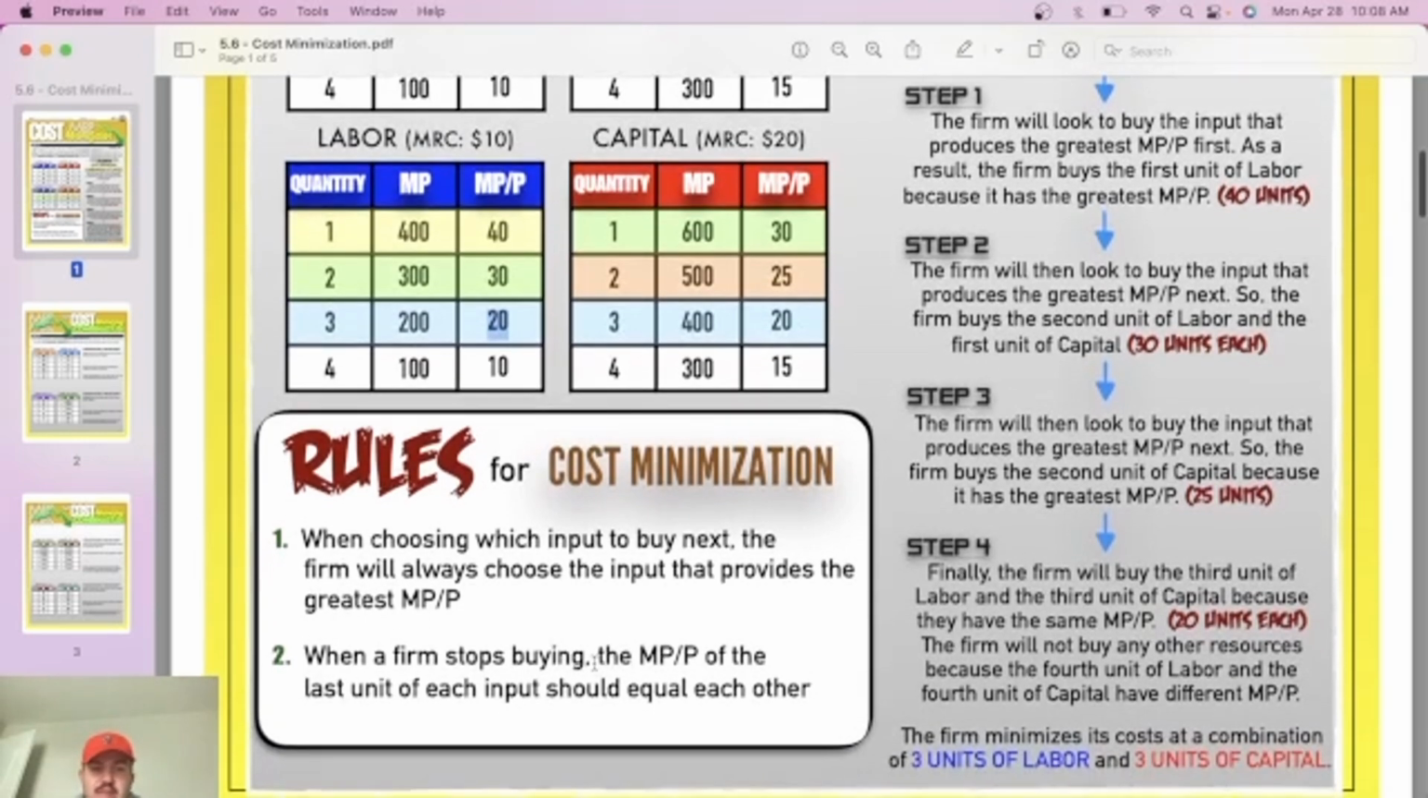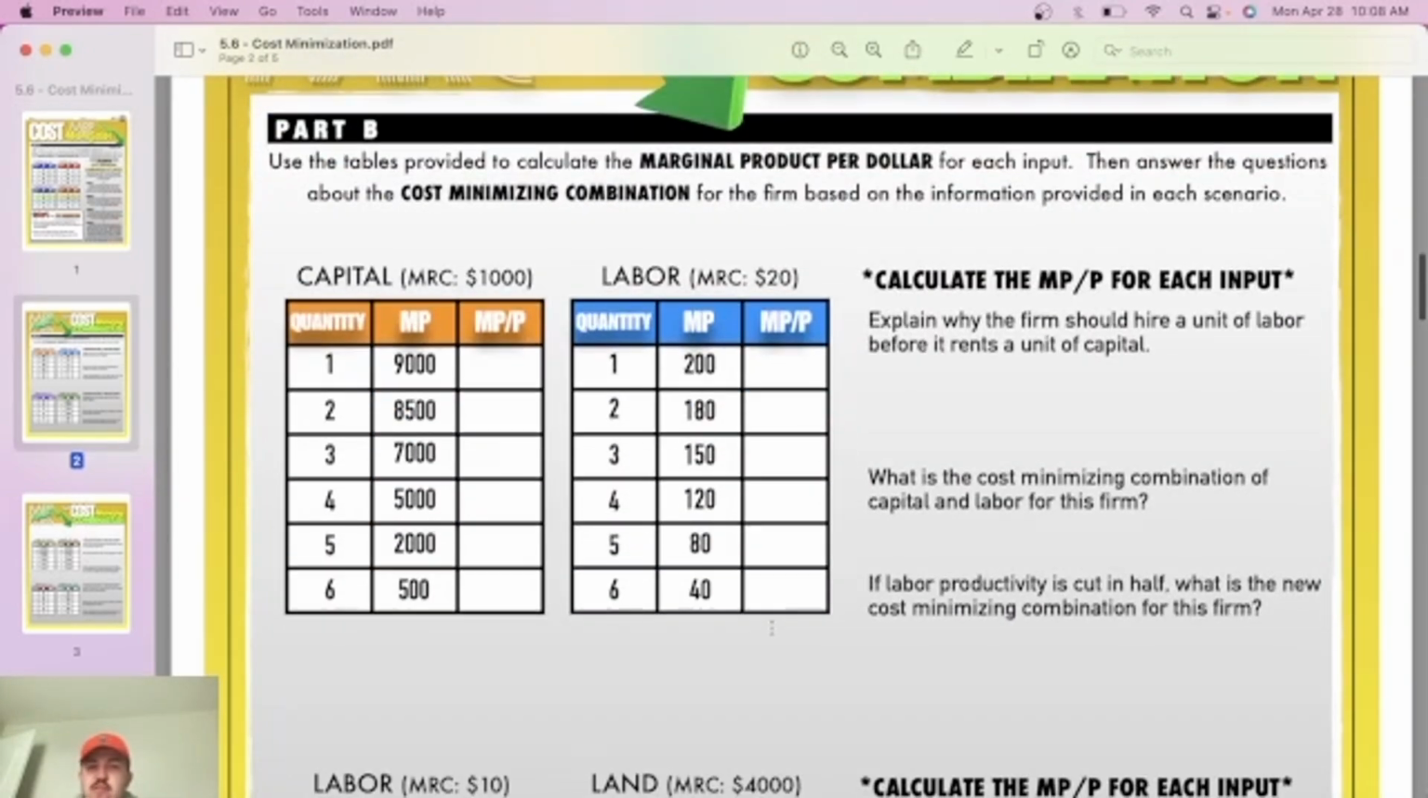When a firm stops buying, the MP over P of the last unit of each input should equal each other, and they do right there. Think back to the profit maximization. So we're going to choose to minimize our costs at a combination of 3 units of labor and 3 units of capital. This will make a little bit more sense as we go through this right here.